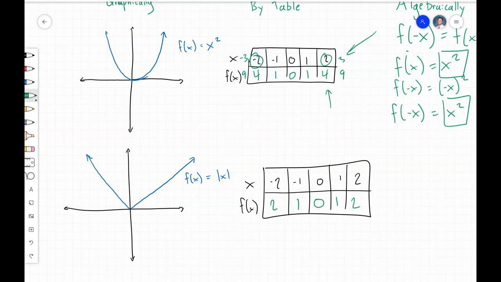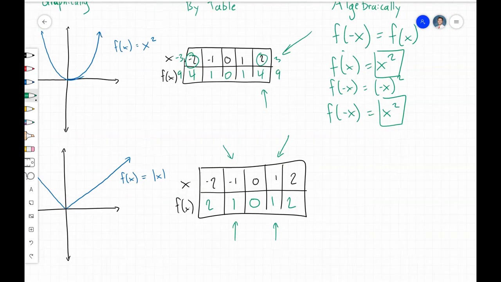So again, we can see the symmetry in our table, and we can see that when I have positive 1 as an x value, I get positive 1 for f of x. And when I have negative 1 as an x value, I also get positive 1 for f of x. And again, algebraically, to show that, f of negative x, if it's an even function, will equal f of x.